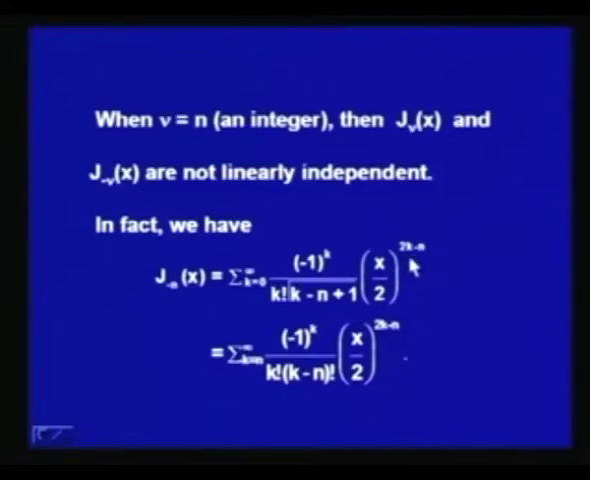x by 2 raised to the power 2k minus n, replacing nu by minus n in the expression for J nu x. Now, here gamma k minus n plus 1 can be replaced by k minus n factorial, because k is taking values 0, 1, 2, 3 and so on, that is it is taking integral values, n also is an integer. So, k minus n plus 1 is an integer, and so gamma k minus n plus 1 will be equal to k minus n factorial, but then k will start with n onwards, k will go from n to infinity.